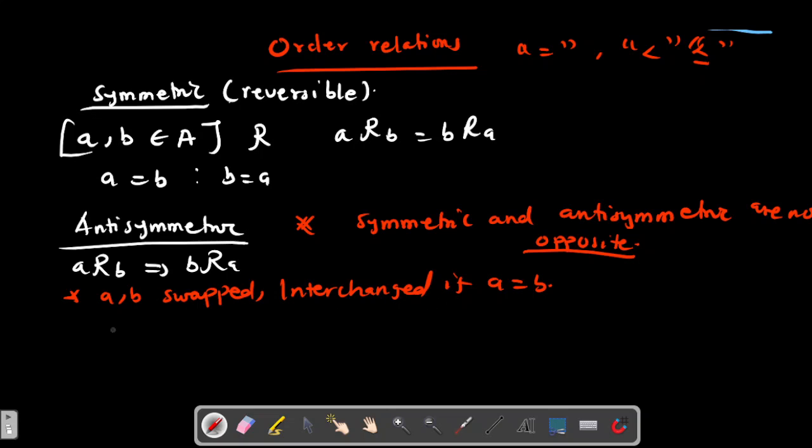A typical example: I can have 2 less than or equal to 5. When I say 2 is less than or equal to 5, the opposite will be 5 less than or equal to 2, right? When I interchange and have 5 less than or equal to 2, you realize that it is not true. The first way around, it makes sense. The second way around, it doesn't make sense. Meaning, this one is not symmetric.